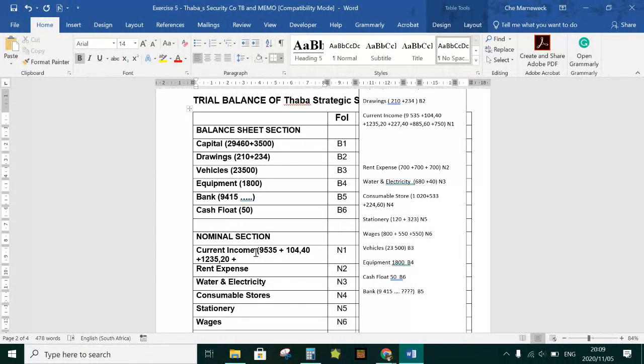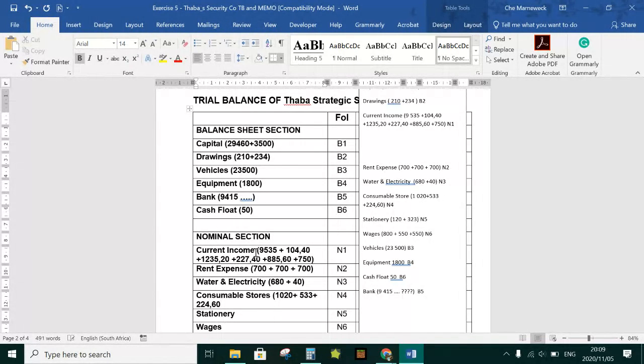Plus 227,40 plus 885,60 plus 750. Rent expense 700 plus 700 plus 700. Water and electricity is 680 plus 40. Consumable stores is 1020 plus 533 plus 324,60.